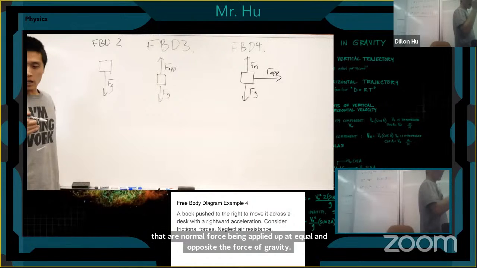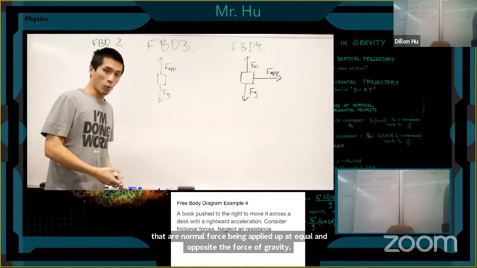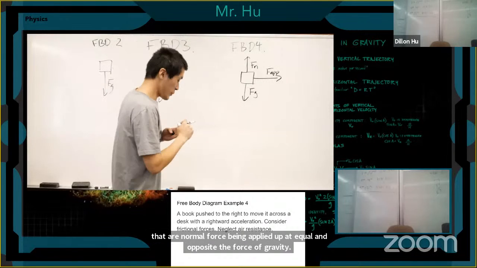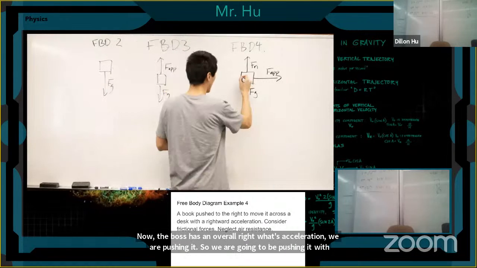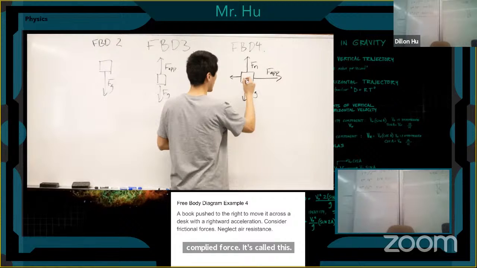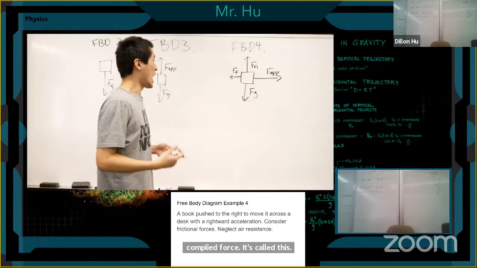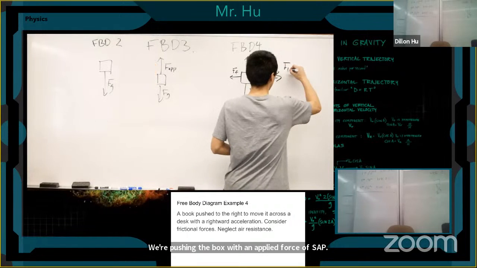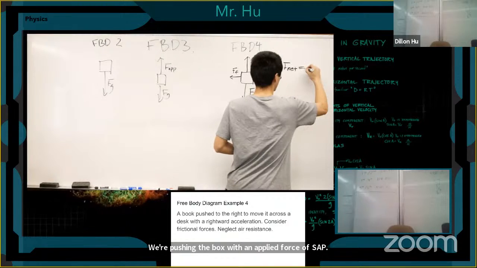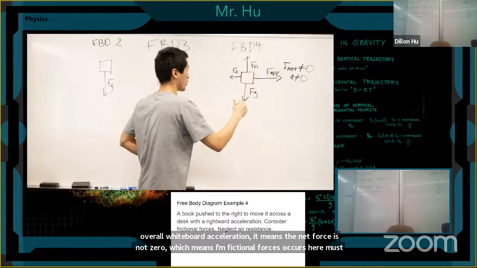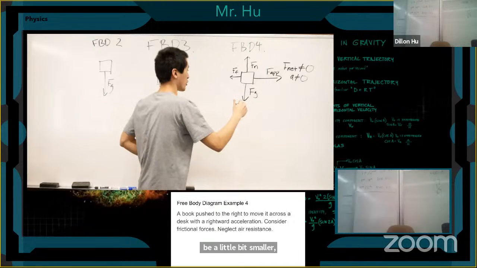Because there is an overall rightward acceleration, the net force is not 0, which means that whatever frictional force occurs here has to be a little bit smaller than our applied force. Otherwise, the net force is 0, and the box would be moving at a constant velocity. But because the acceleration is not 0, the net force can't be 0, which means your applied force should be greater than your frictional force.